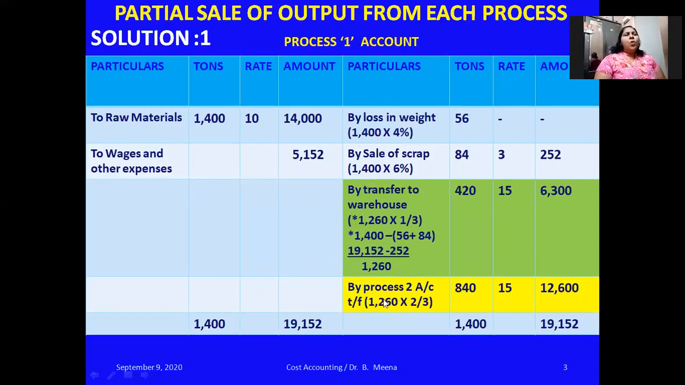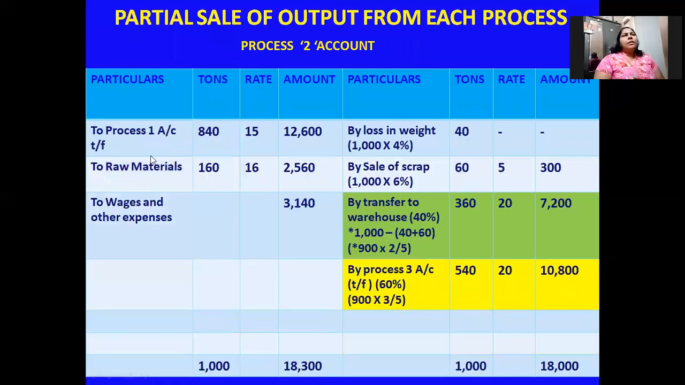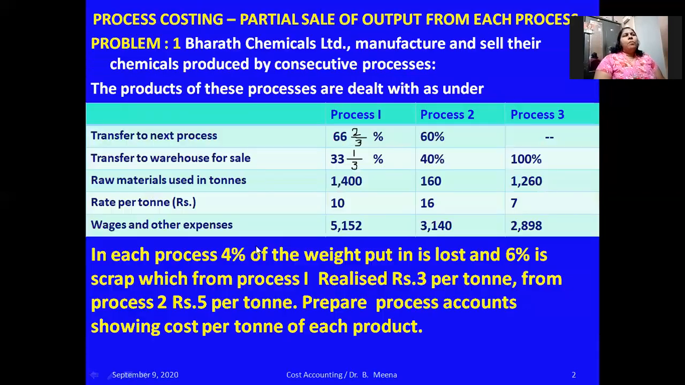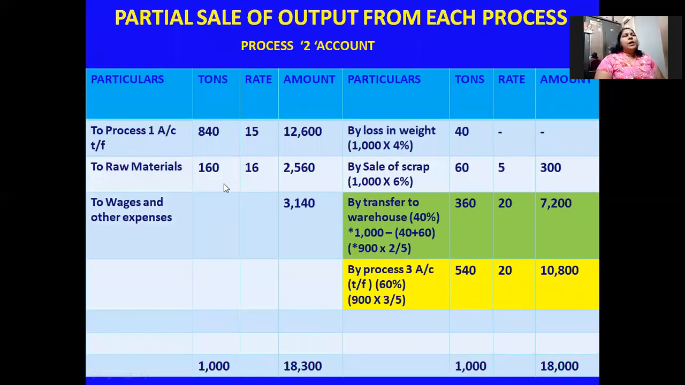First of all, I need to transfer this amount from the previous process: 840, 15, and 12,600. This is the output and the value of the output from process 1 that I transferred over here. Then I'll check the problem. What are the raw materials specifically given for process 2, and what are the wages specifically given for process 2? So 160 into 16, that's what I showed here, 2,560. And wages and other expenses given for process 2 are 3,140.